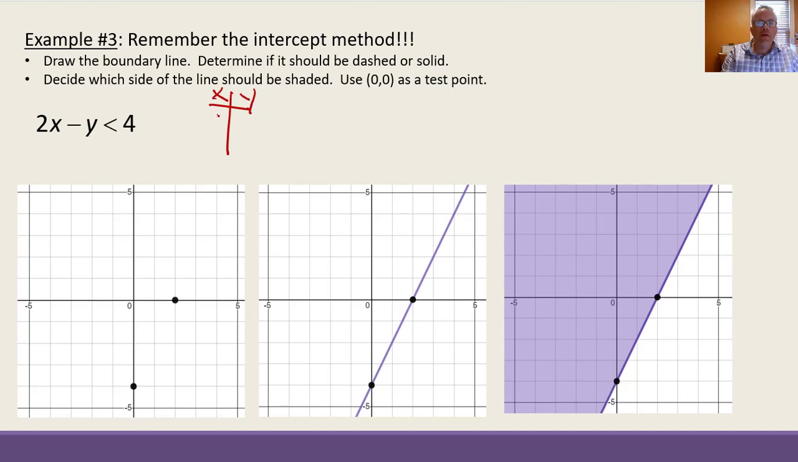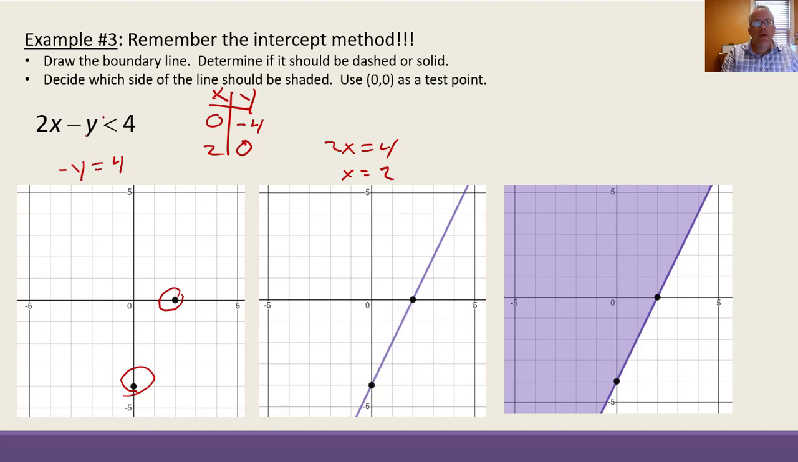I'm going to put 0 in for x. When we put 0 in for x, we get minus y equals 4, or y equals negative 4. That's this point right here. That's where that came from, the y-intercept. Then I'm going to put 0 in for y. When I put 0 in for y, I get 2x equals 4, or x equals 2. That's the intercept method of finding 2 points that belong to the line. And now we can draw the line.